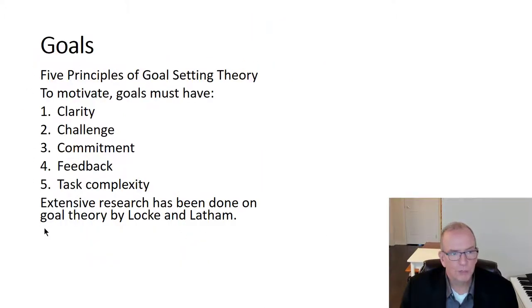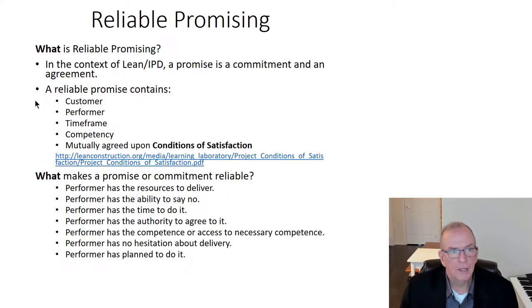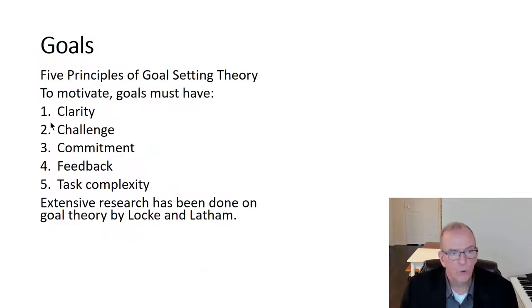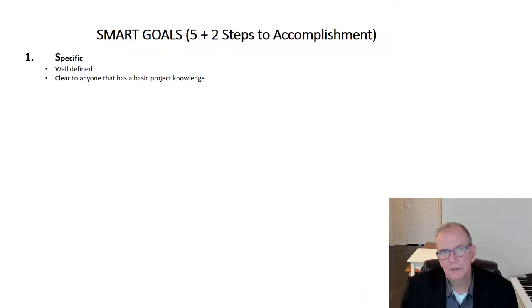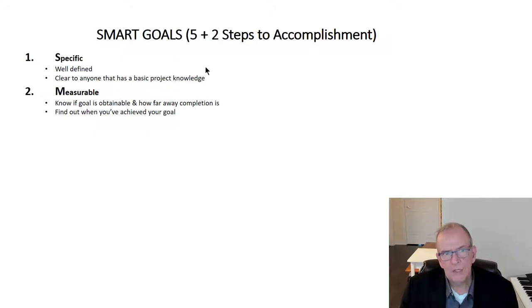So, getting to goal principles, because reliable commitments and reliable promises tie into goal commitment. The prime principles of goal theory are clarity, challenge, commitment, feedback, and task complexity. There's been a lot of research done over the decades by a lot of people; the ones that stand out to me are Locke and Latham. And that's been transferred into a way that is easier to remember. So SMART goals really spells out the specific acts of setting a goal. Specific: well-defined, clear to anyone that has basic project knowledge. It should be understandable, and measurable. We can see how well we're doing on it.